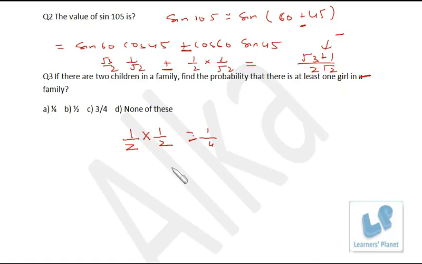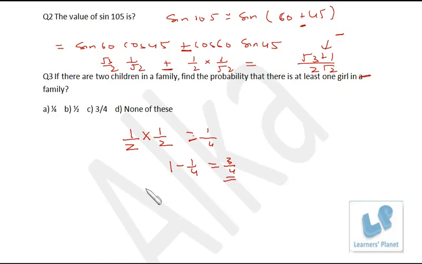If we want the probability of at least one girl, we have to deduct this from 1. The total probability is 1, and from 1 we deduct the probability that both children are boys. So in the remaining cases, at least one will be a girl, right?